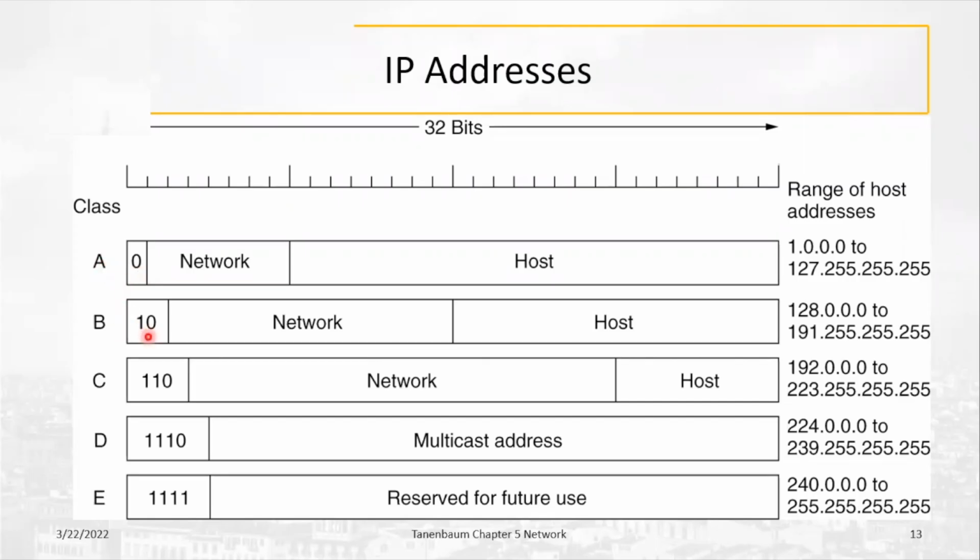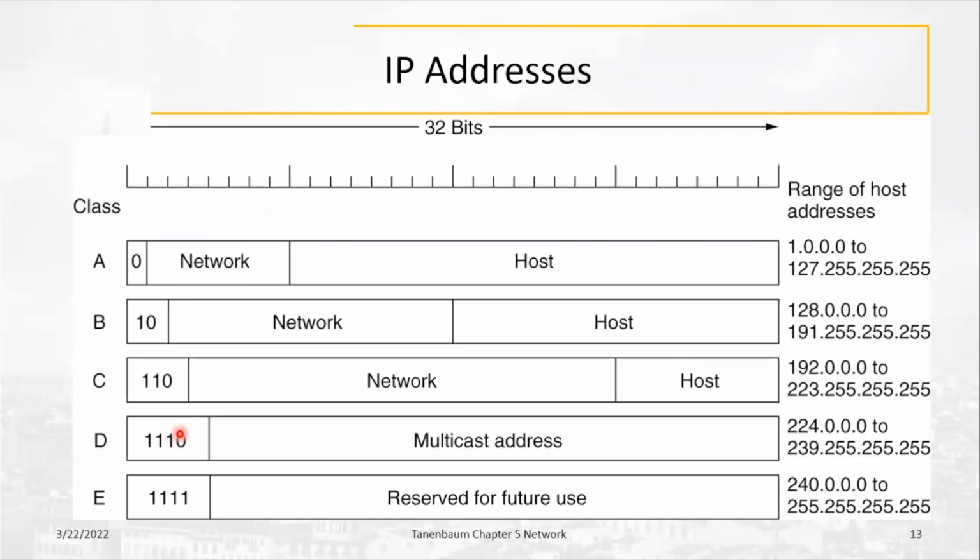Similarly, for class B, the first 2 bits are 1, 0. So if you get any IP address where the first 2 bits are 1, 0, that means it is class B. Okay, and similarly for class C, it is 1, 1, 0. For class D, the first 4 bits are 1, 1, 1, 0, and for class E, the first 4 bits are all 1. Okay, so this is the technique to identify a particular class from an IP address.